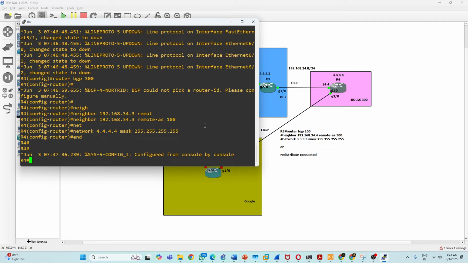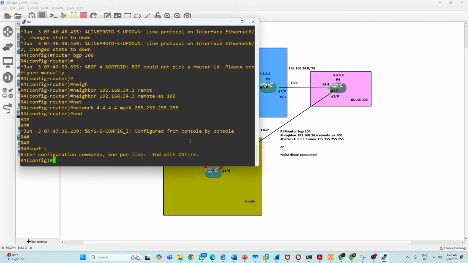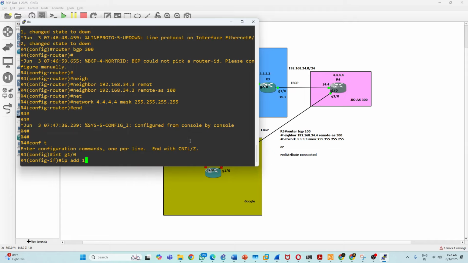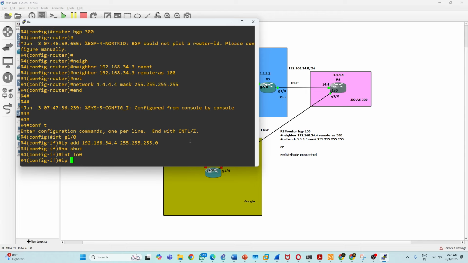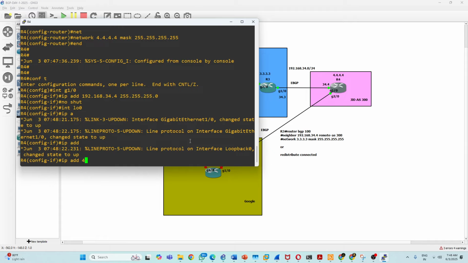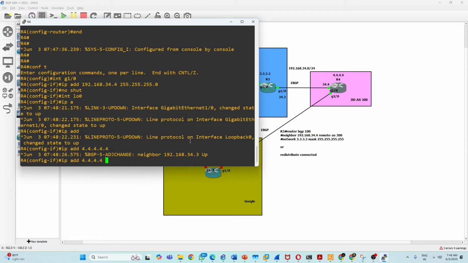See carefully here. In entire BGP, the keyword advertise is the key here. Very important. I think I did not assign an IP address on the interface. Interface G 1/0, IP address 192.168.34.4, subnet mask, and no shutdown. Interface loopback 0, IP address 4.4.4.4.